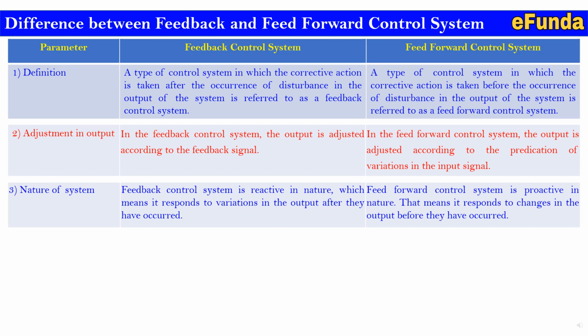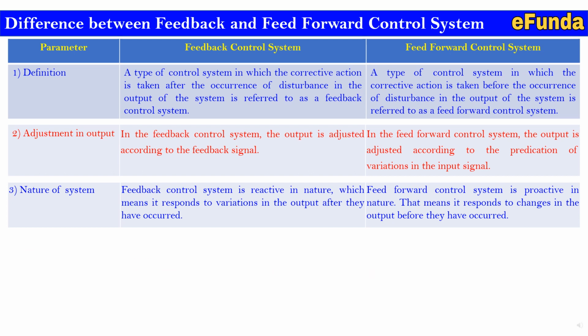Feedback control system is reactive in nature, which means it responds to variation in the output after they have occurred. Feed forward control system is predictive in nature, that means it responds to the changes in the output before they have occurred.